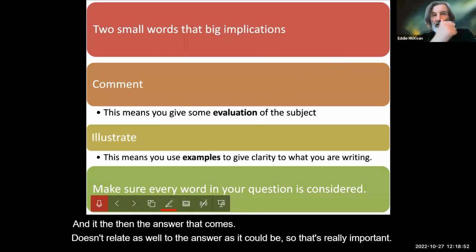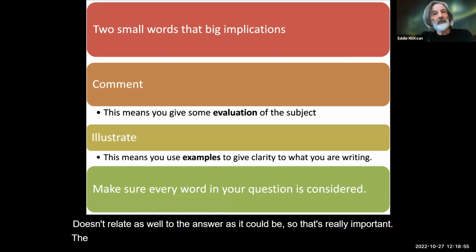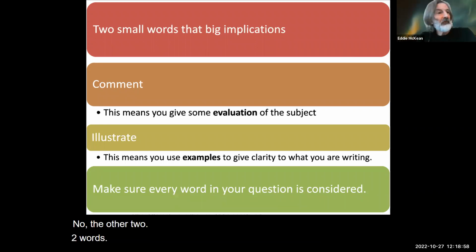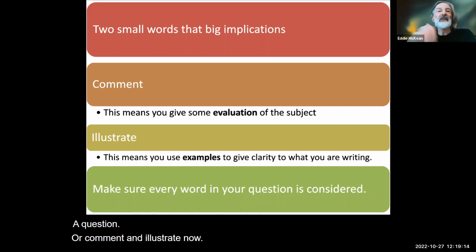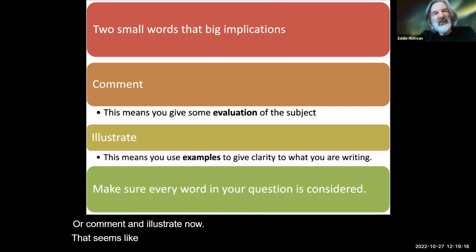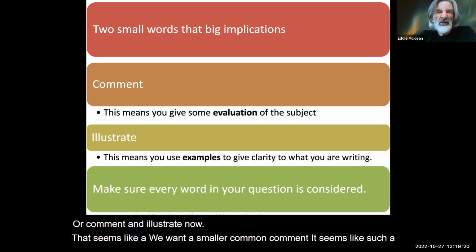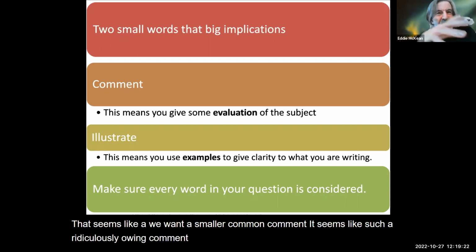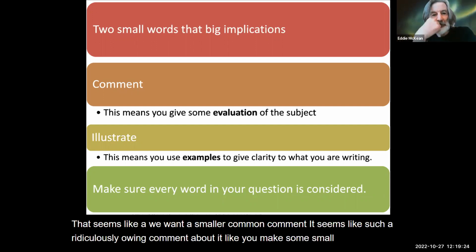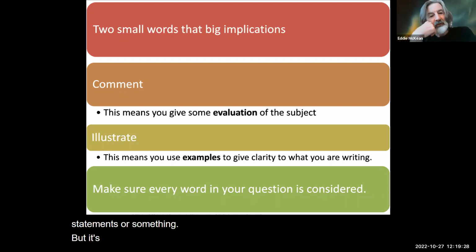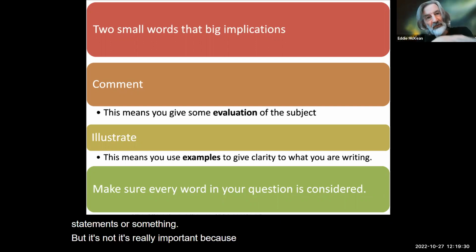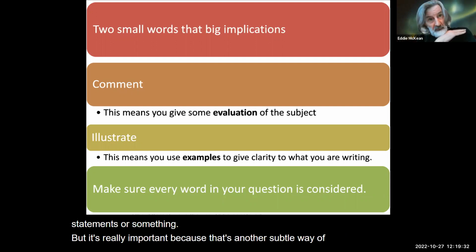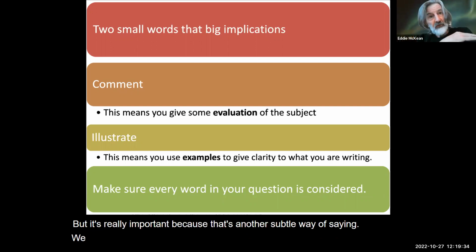Now, the other two words that can come in are comment and illustrate. Comment seems like a small word, like you make some small statements or something. But it's not. It's really important because that's another subtle way of saying we want a critical evaluation.